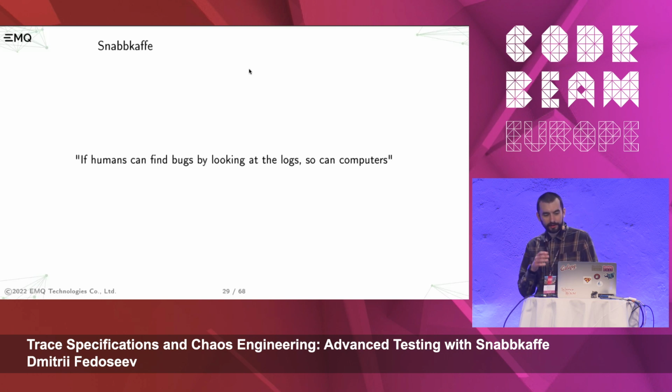We do so by looking at the logs and building up the mental model of what went wrong. We can even derive a subset of a faulty state space just by reading the log messages. So why don't we teach computers to do the same? And why don't we do this in CI before the bugs happen in production? This is the idea behind Snabbkaffe.